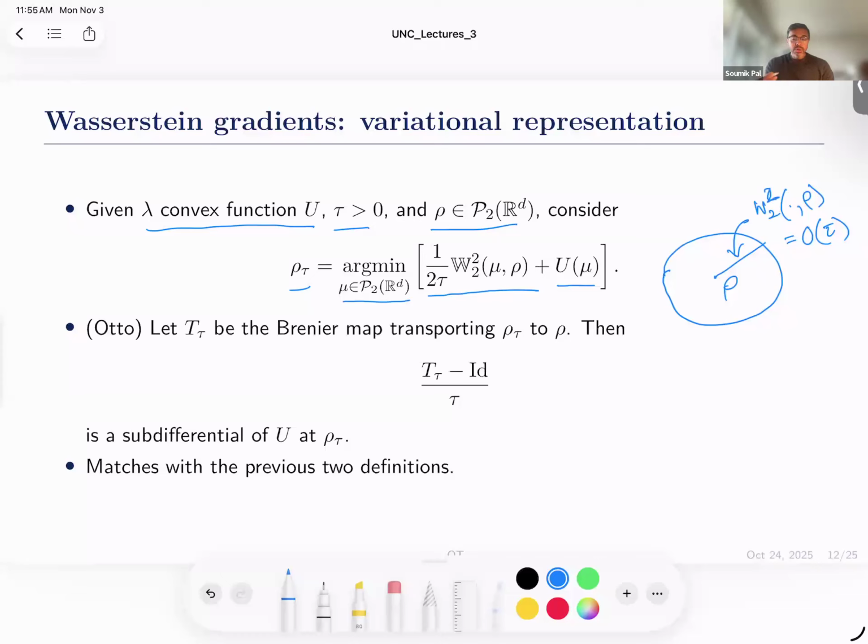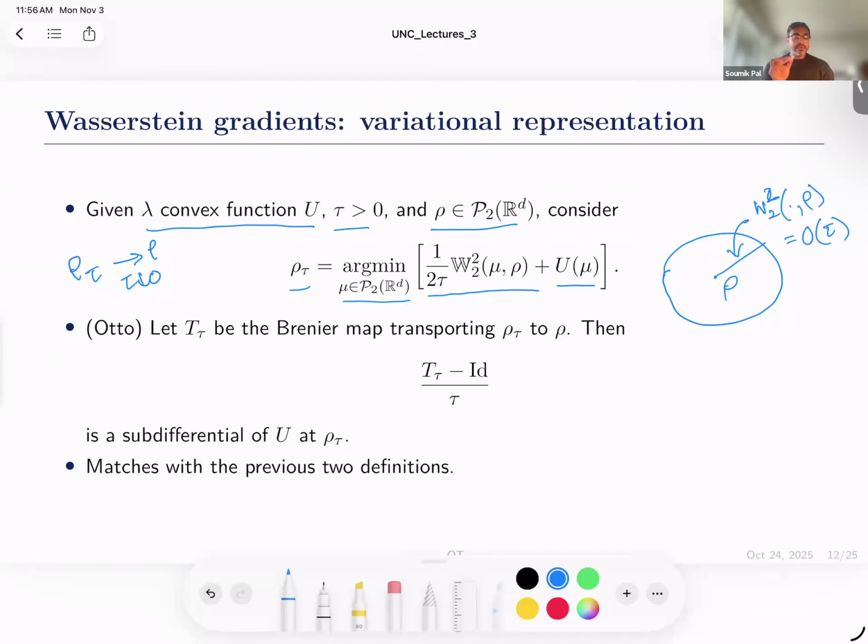Right? So you're essentially looking at a very tiny ball of radius square root of tau, in the Wasserstein space sense, around rho. And now I'm taking the minimum. Is this clear? So as tau goes to 0, I'm taking a minimum over a smaller and smaller radius ball around rho. And you'd expect that this rho tau will actually converge to rho, and it does. So rho tau will converge to rho as tau goes down to 0.